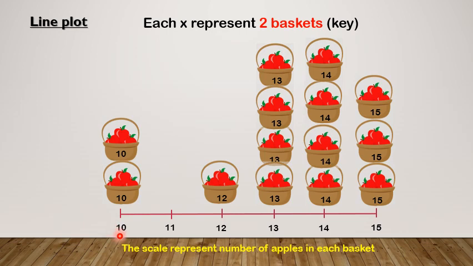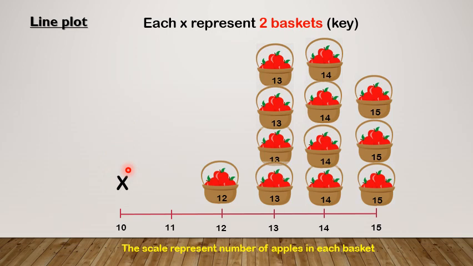So here I have 10. Okay, 10 what? What does this mean? This means the number of apples in the basket. So there are baskets that have 10 apples. There are two baskets that have 10 apples. So I will remove these and I will put an X.